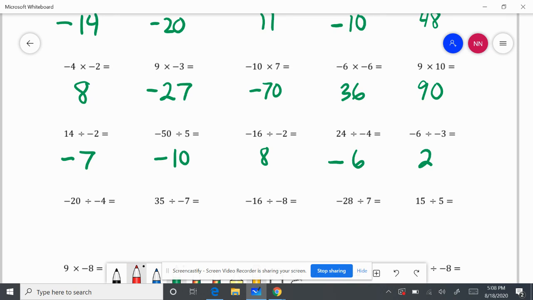So after you finish this, what you should have is 5, negative 5, 2, negative 4, and 3.